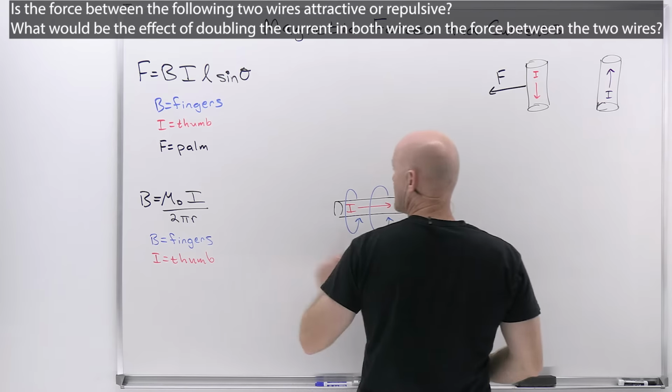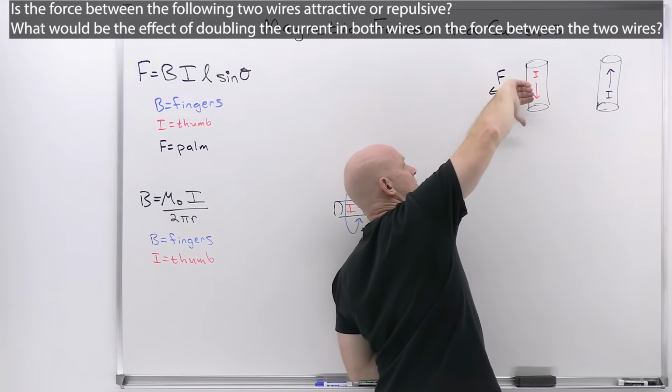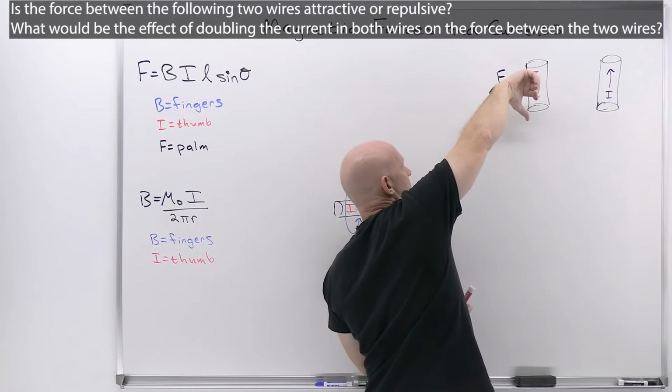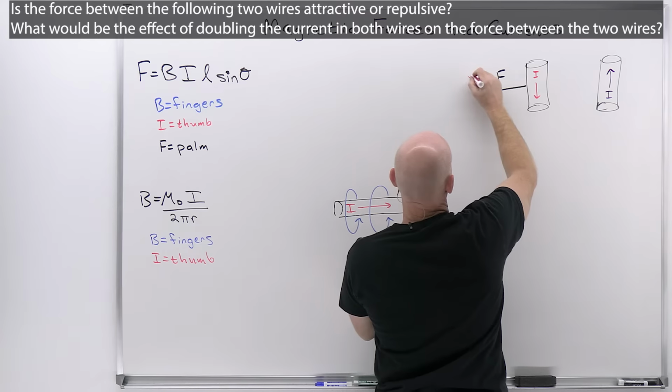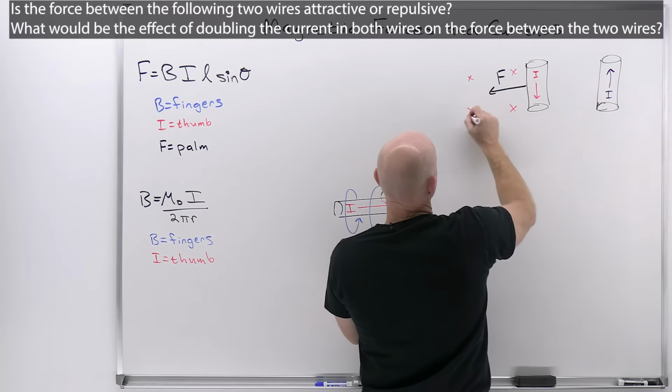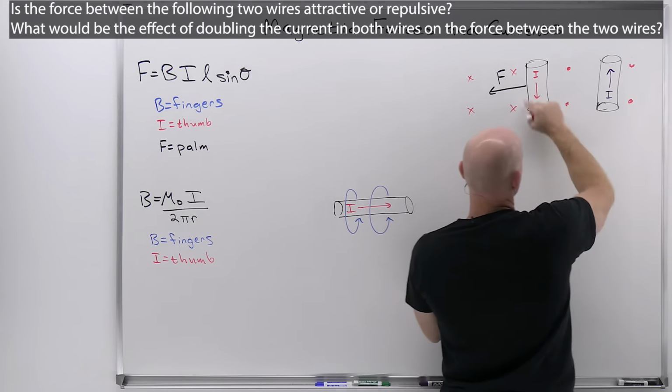And so once again, we apply this right-hand rule down here with our thumb in the direction of the current. The magnetic field created curls around the wire. And what that means is that it's going to point into the board everywhere left of this wire, but it's going to point out of the board everywhere to the right of this wire.